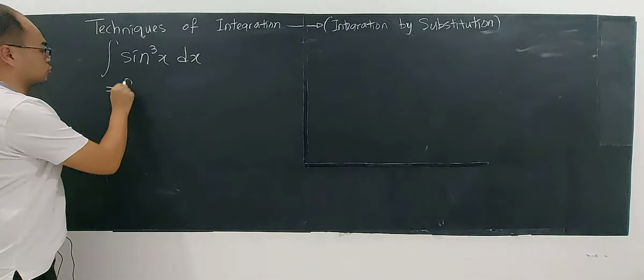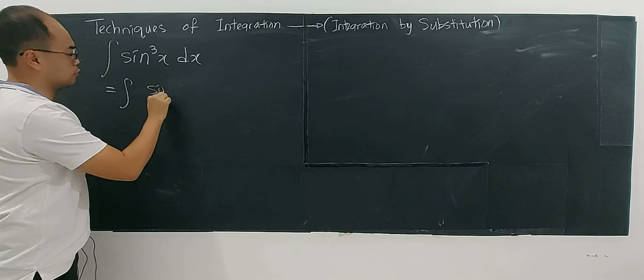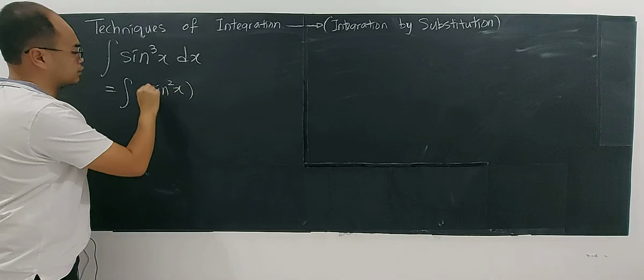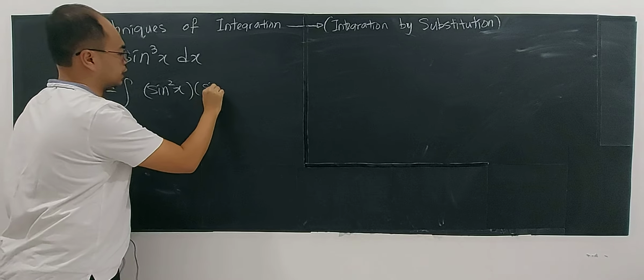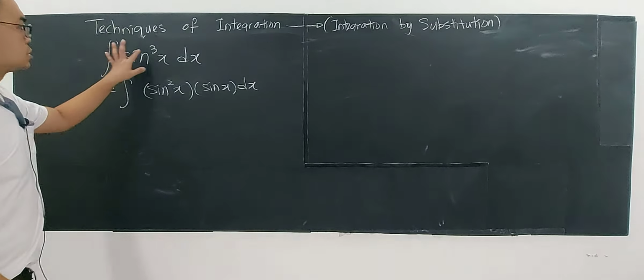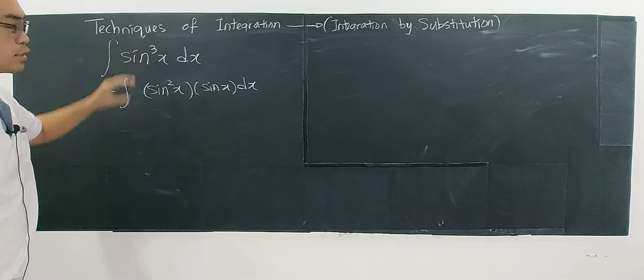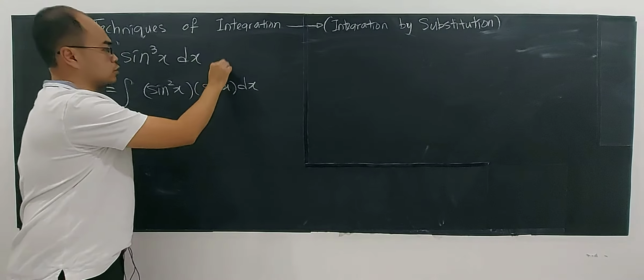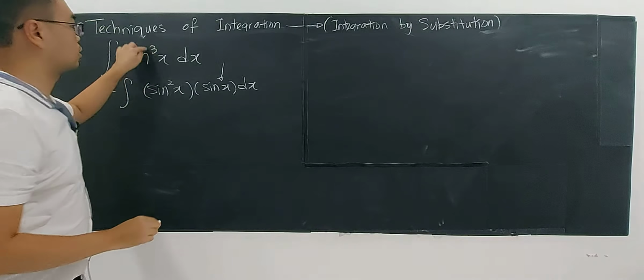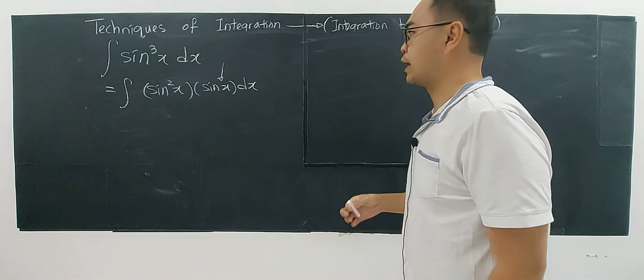The method that I'm going to introduce here is to rewrite this in the form of sine square x times sine x dx, right? So you split this, it becomes sine square times sine x. As you multiply this, you get back sine cube, right? Then based on this, this is an odd power, so power 3, power 5, we apply this.